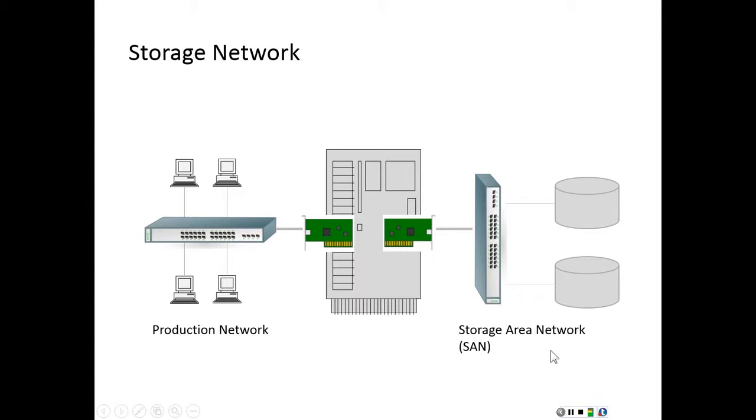Now, another type of network is the SAN, the storage area network. The storage area network connects disk arrays by way of a switch to a physical network interface card in the ESXi host. And the purpose of the storage area network is to carry traffic from virtual machines in the ESXi host to the disk arrays.